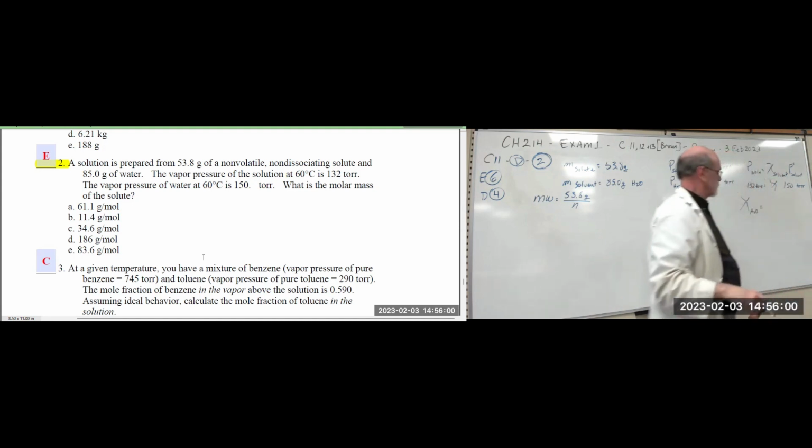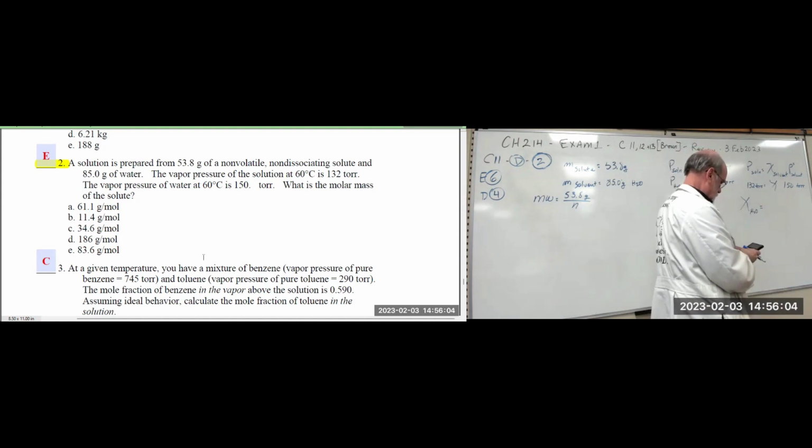So the mole fraction of water is equal to 132 divided by 150, which is 0.88. So the mole fraction of the solute is equal to 1 minus 0.88, or 0.12.